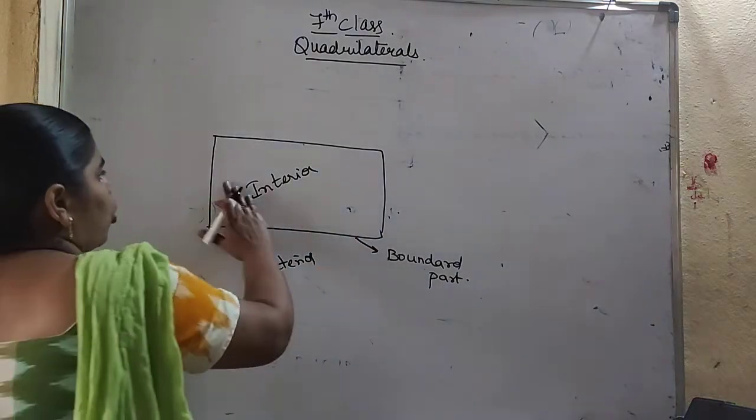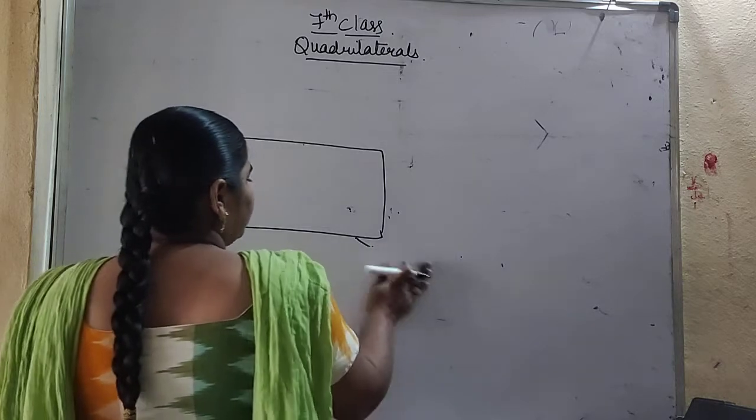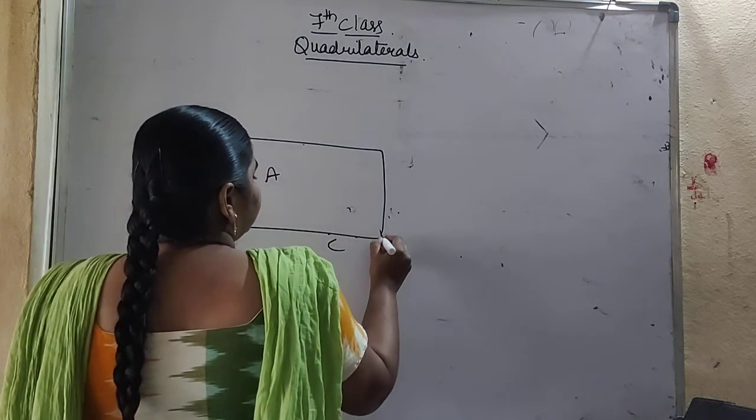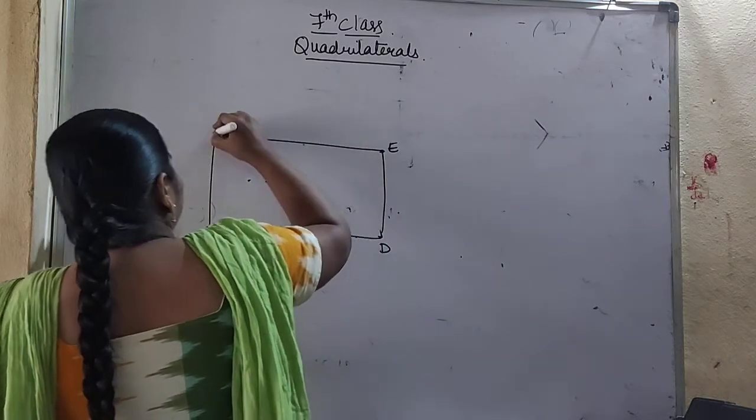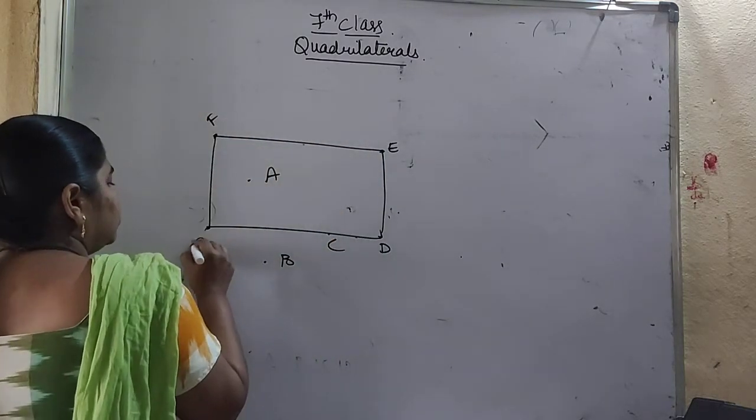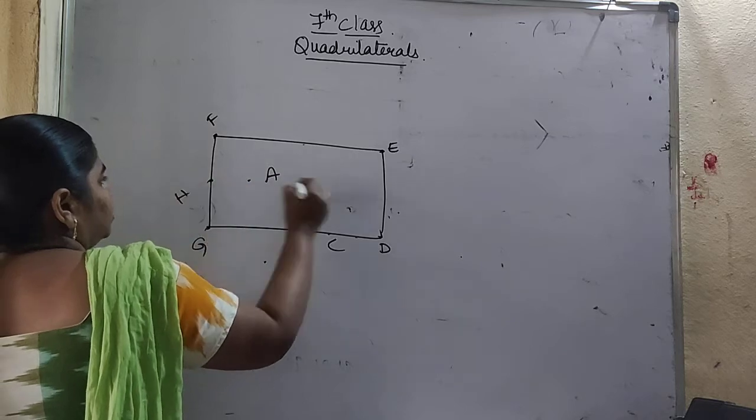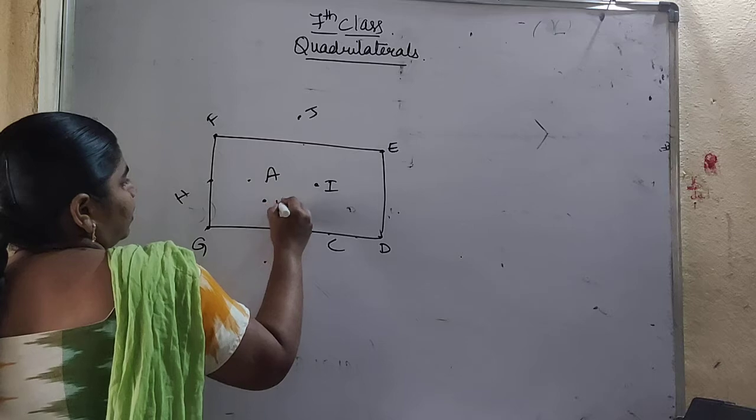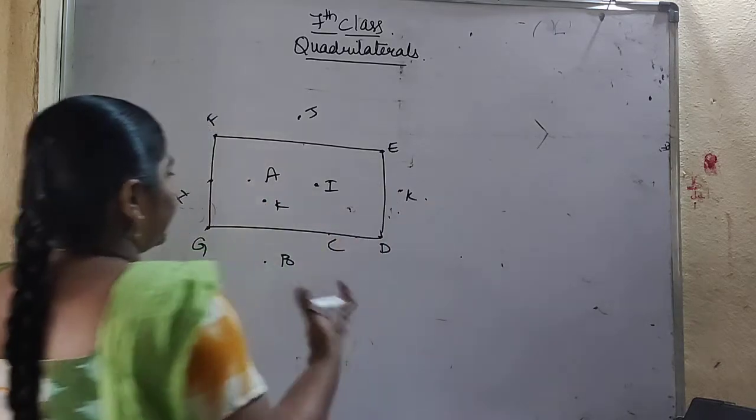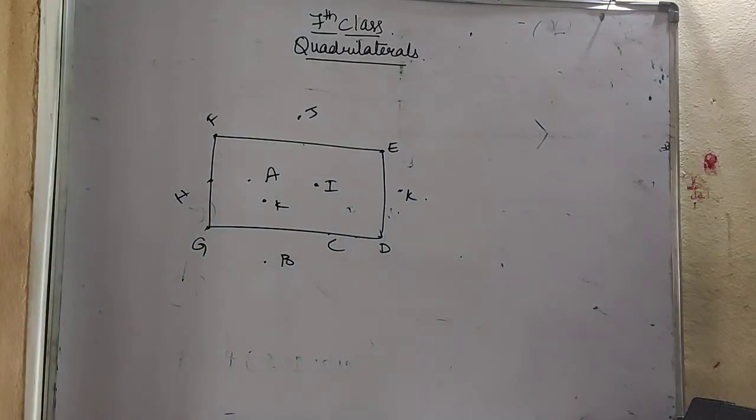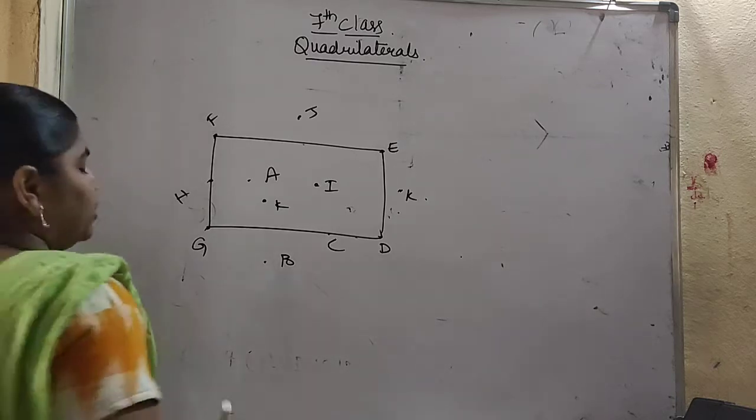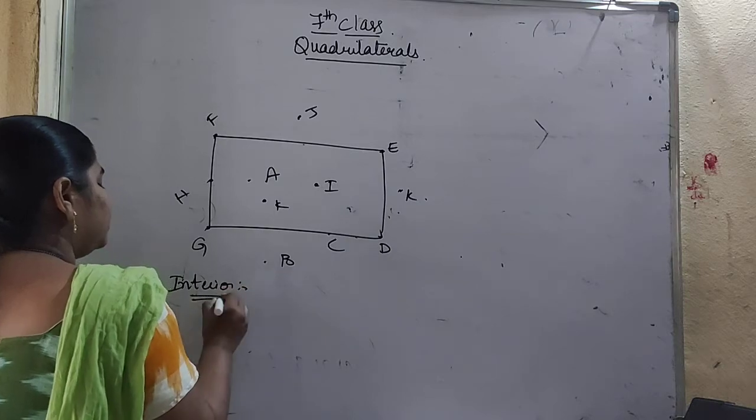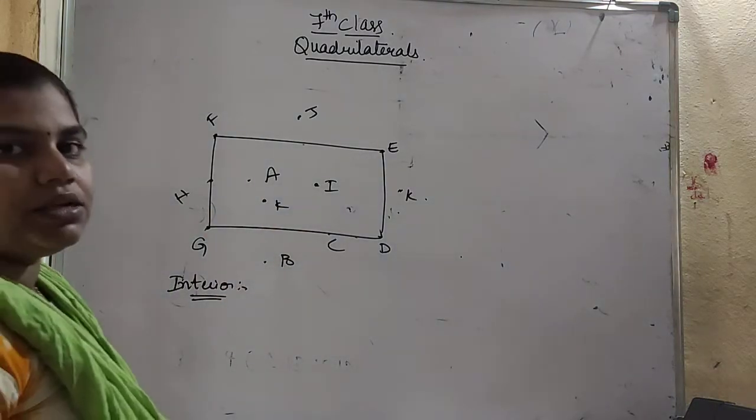If I mark some points here, I am taking points A, B, C, D, E, F, G, H, I, J, K, L. So I am taking some points. If I ask you what the interior points are, what do you mean by interior? Interior is nothing but the points which are lying inside; we will call them interior points.